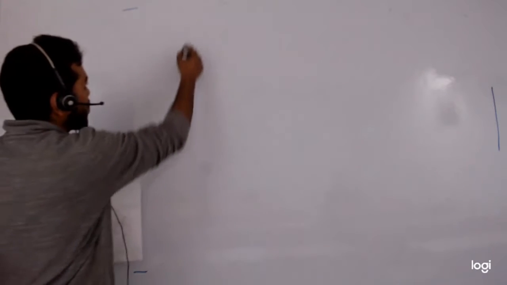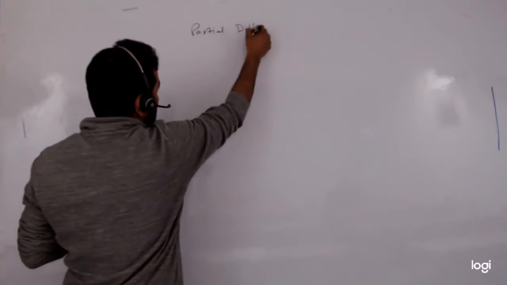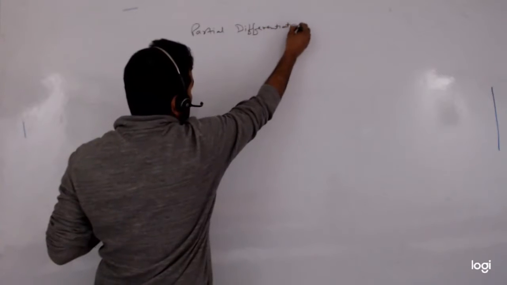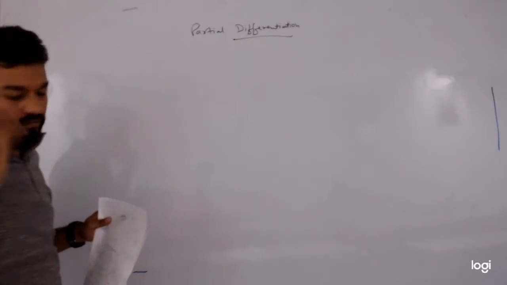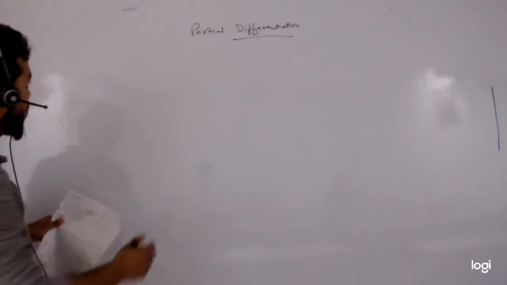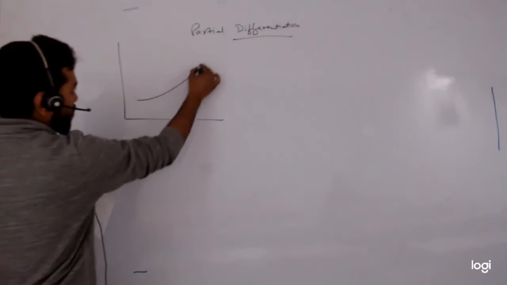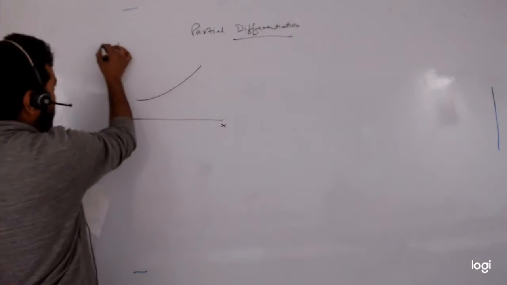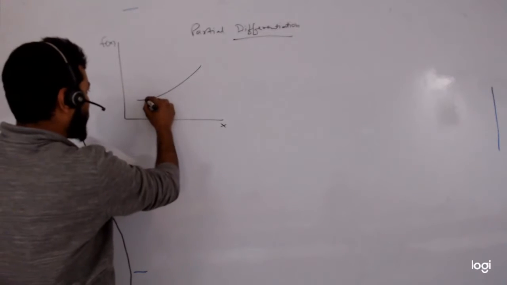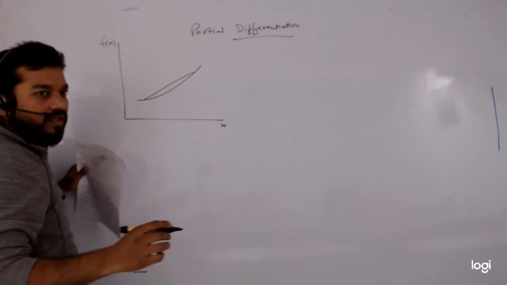Now let's get back to partial differentiation. Okay, just to remind you of the definition of a derivative. How did we get that in Maths 1?